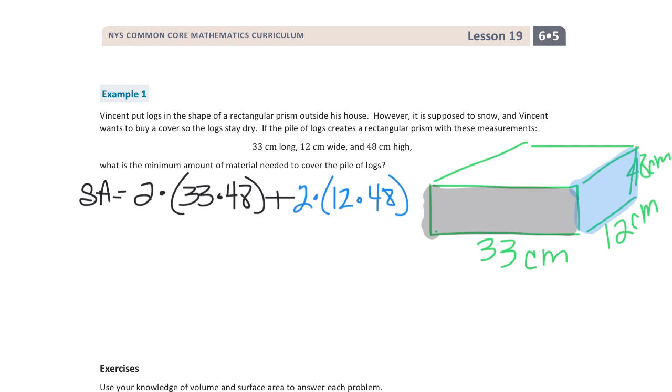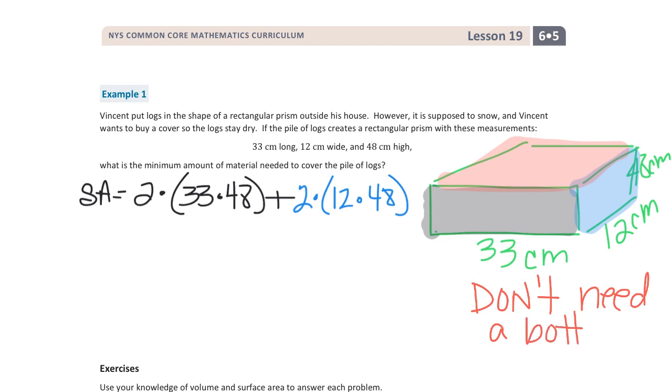Now the top. Now remember, I'm covering a pile of logs. So I do need the top, but what I do not need is the bottom. So I only need the top. Don't need a bottom. So plus the dimensions of the top are 33 by 12. It's 33 times 12. Okay, so now I'm going to go through and do my multiplication inside the parentheses.